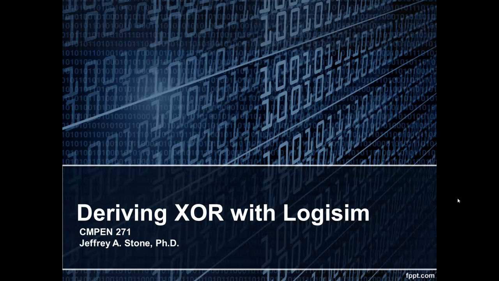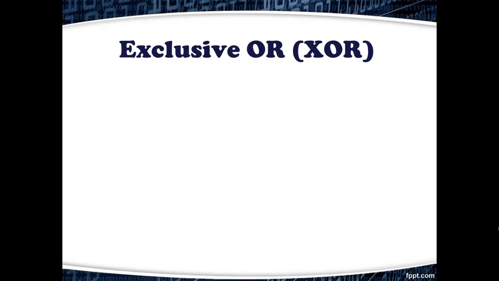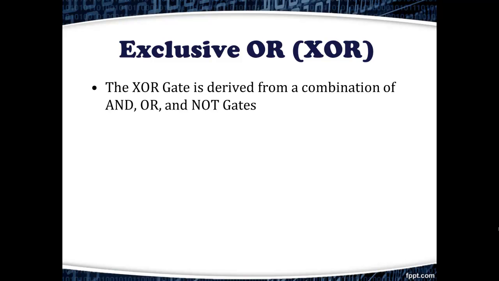Let's talk about exclusive OR. Exclusive OR, or XOR as it's commonly called, is derived from a combination of AND, OR, and NOT gates. So in a sense, you can think of exclusive OR as a circuit.